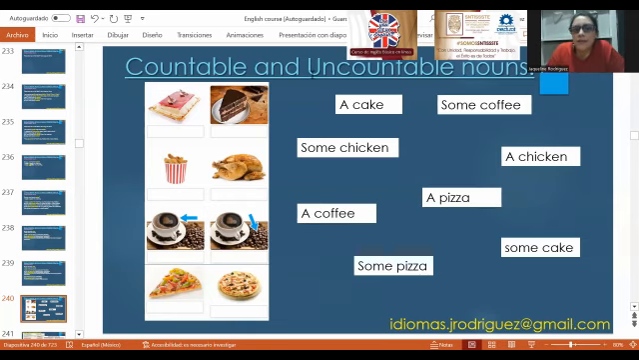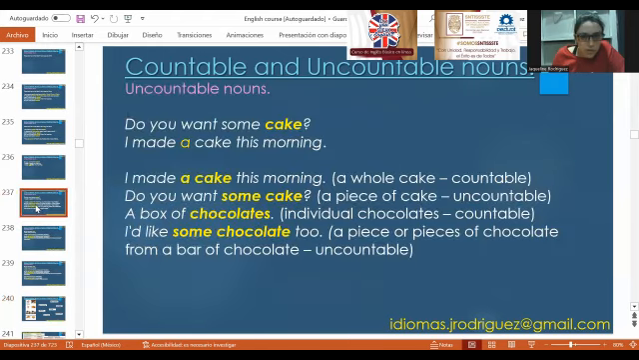Okay, so let's think. If I tell you, I buy a cake. ¿Qué se imaginan si les digo, compro un pastel? ¿Qué haces? Compro un pastel. ¿Qué se imaginan? ¿Que estoy comprando una rebanada o un pastel completo? El pastel completo, ¿no? Y justo aquí lo checamos. Si digo a cake, me refiero a un pastel entero, a whole cake.